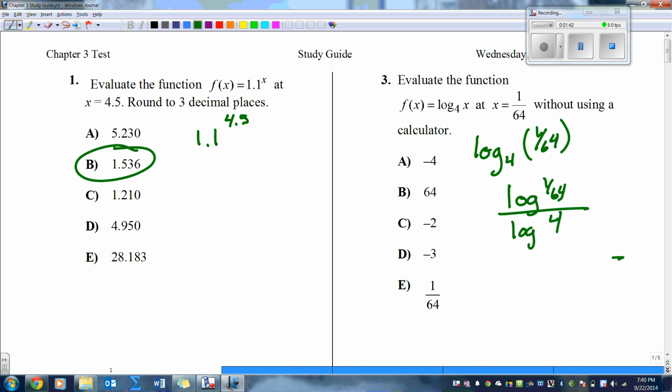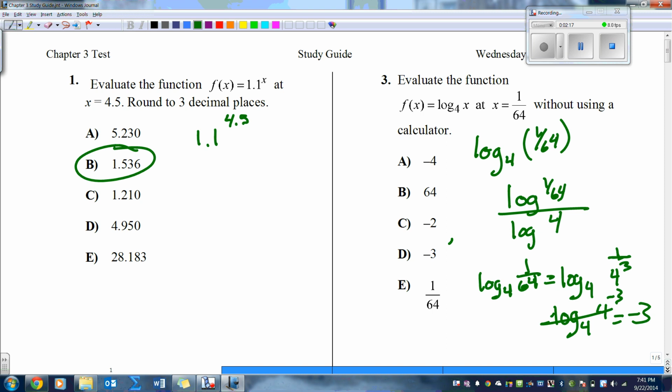I have negative 3. Oh, I'm sorry, it does say without using a calculator, doesn't it? Well, I didn't read that very well. All right, without using a calculator, log base 4 of 1 over 64. Well, we're going to convert that 1 over 64 into log base 4 of 1 over 4 to the 3. Okay, so now we can change that into log base 4 of 4 to the negative 3. Well, those cancel out, leaving me with negative 3. So my answer is D.